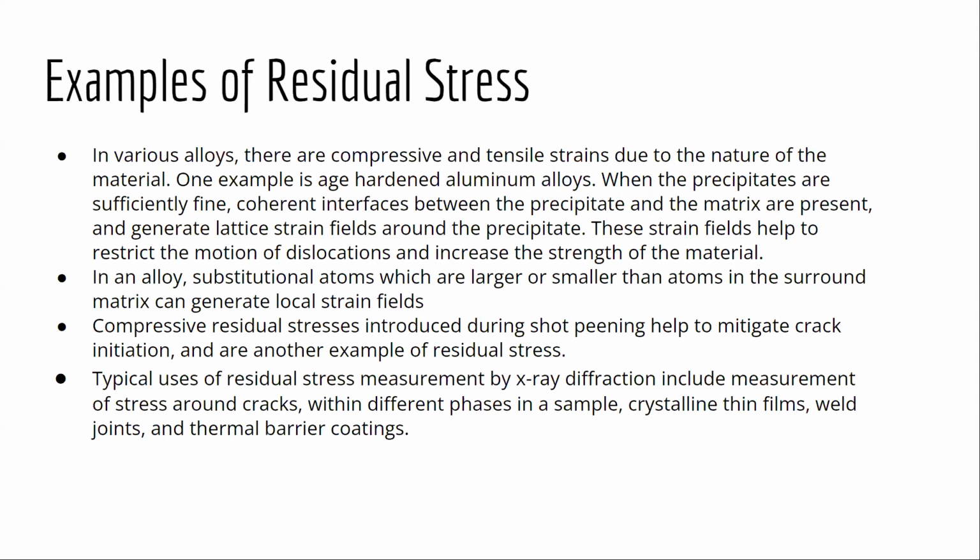So there are also microstructural examples of residual stresses. For example, in age-hardened alloys, you'll have precipitates. When they're sufficiently small, they'll have coherent interfaces, which will result in strain fields in your matrix material. You also have substitutional atoms, which are larger or smaller than the atoms in the surrounding lattice, and that can generate local strain fields as well.